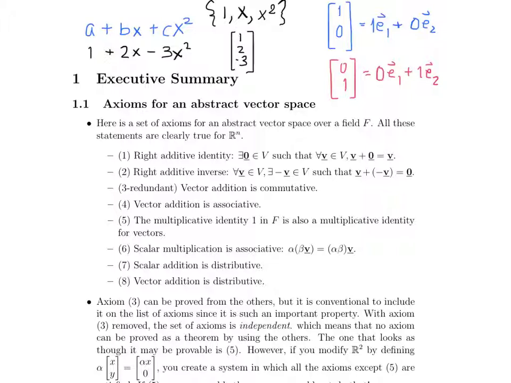First, there's the fact that there's a right additive identity. There exists some zero element in the vector space such that for all elements in the space, if you add on 0 on the right, you will just return that element. The right additive inverse means that for every single element in the space, there's another element in the space so that if you add them together, you get the 0 element.